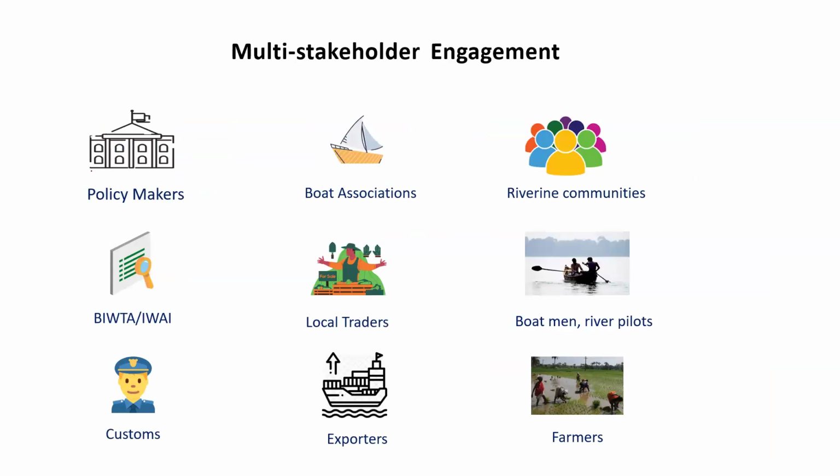So the approach was multi-stakeholder engagement. We spoke to many people: policymakers, boat associations, the riverine communities, local traders, the competent authorities in India and Bangladesh, that is the Inland Waterways Authority of India and the Bangladesh Inland Water Transport Authority, the Customs Department, because the Customs Department notifies which commodities can be traded through a particular port, the exporters, the farmers, the producers who are interested to send their produce to the other country through waterways. Next slide.